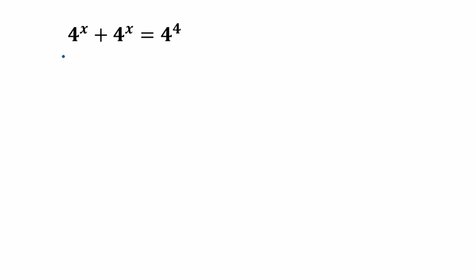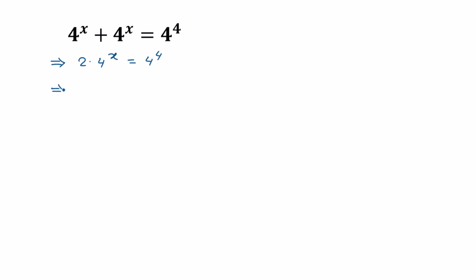Hello everyone. In this video, I am going to show how to find the value of x, where 4 to the power x plus 4 to the power x is equal to 4 to the power 4. This 4 to the power x plus 4 to the power x, we can write as 2 times 4 to the power x is equal to, on the right side, 4 to the power of 4.